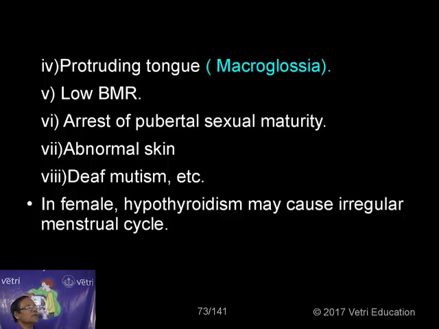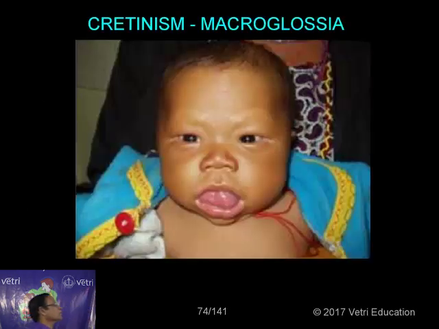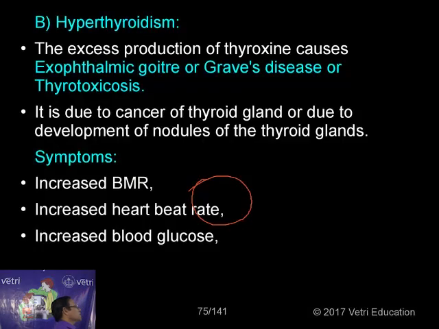And in the case of females, if this hormone is deficient, what will happen? There is improper, irregular menstrual cycle in the case of females. Now you see the macroglossia condition. Macroglossia is nothing but the protrusion or projection of the tongue. The child's tongue is always projecting out. That is a condition seen in the case of cretinism, with a short stature body. You see the mental retardation. The child never attained puberty and does not develop secondary sexual characters.